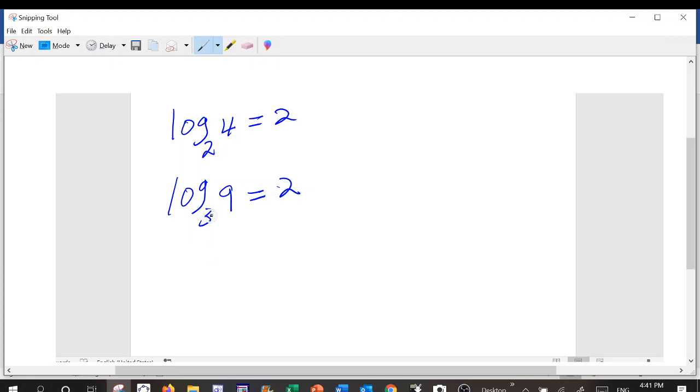Now, the bases here could be maybe 10, right? So what is log base 10 of 100? Well, it's 2, because 10 to the second power is 100. Now, the question now is, what kind of bases can we use? And the answer is next.